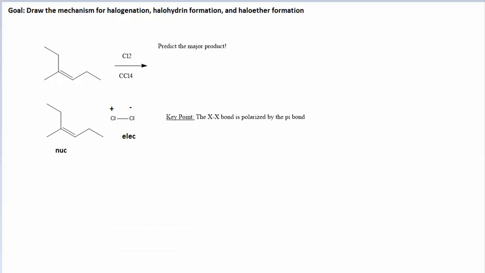Once that has happened, just like last time, we have the attack of the nucleophilic pi bond onto the ClCl. And just like last time, this bond breaks. Now it's a little less obvious why this bond breaks this time. Last time we said that the hydrogen couldn't have two bonds to it, so this bond broke. Just know that the movement of electrons from here onto the Cl also breaks this bond.